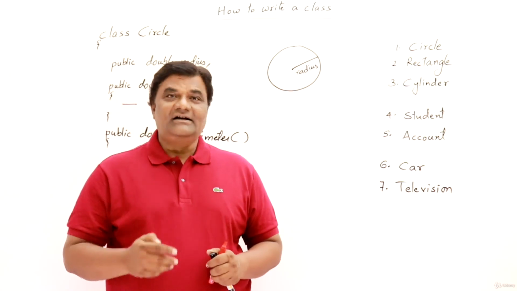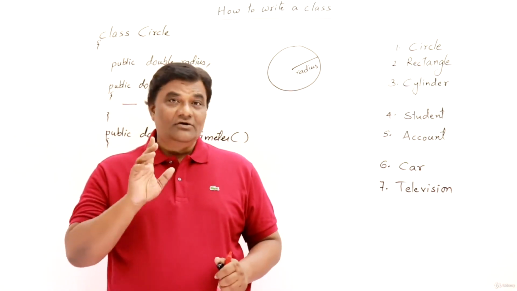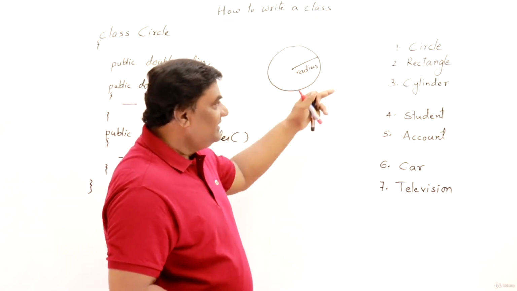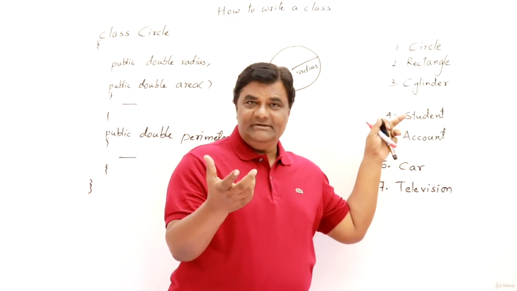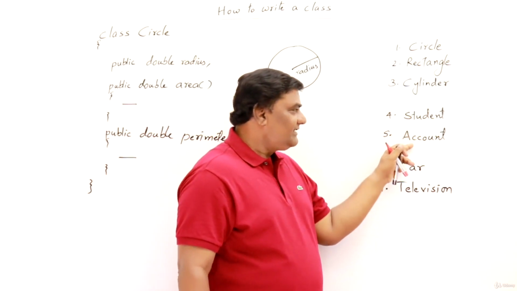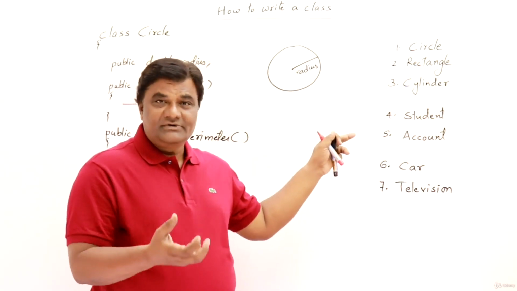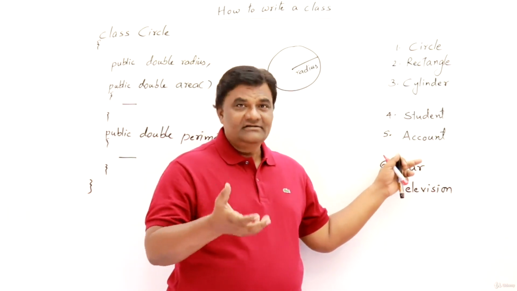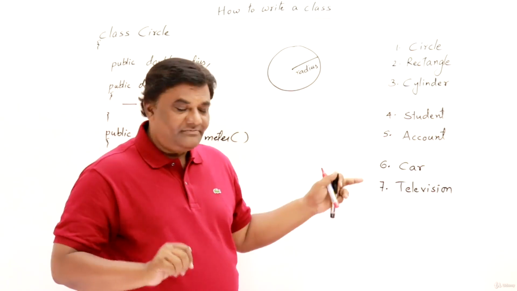For practicing, I have some examples here. I'll just be writing the properties and methods for the objects. So let us take the example. I'll be discussing these objects: circle, rectangle and cylinder. These come from mathematics, so these are mathematical objects. And student and account. These are data objects, like a student of a college, where the college maintains its data, and an account of a bank, which maintains data. These are data related objects, information related objects.